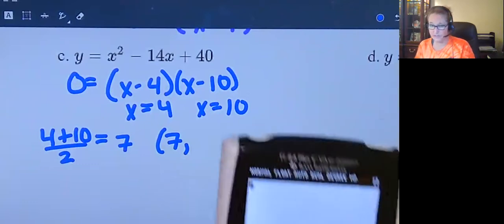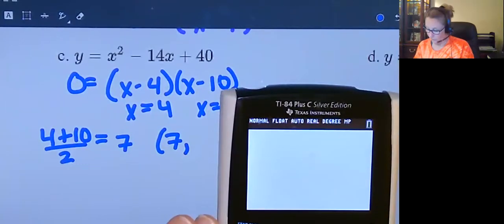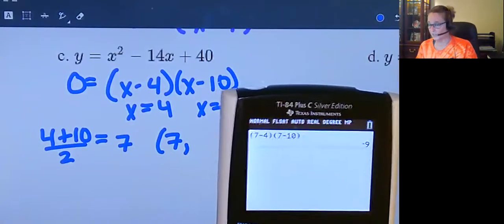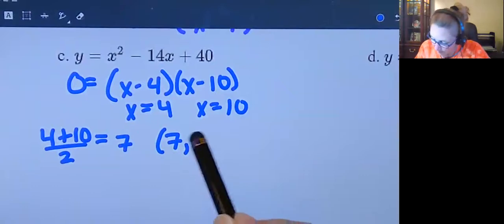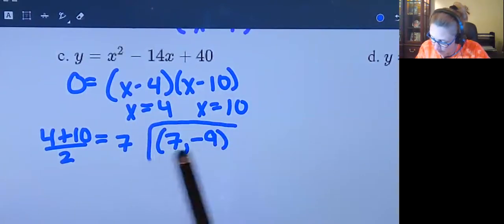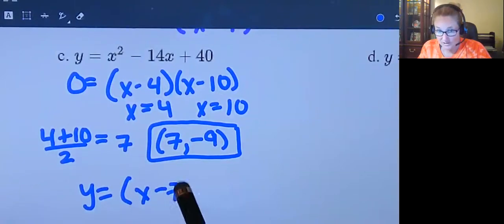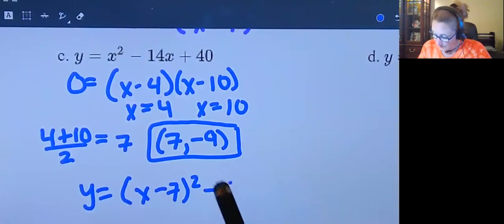So when I put this in my calculator, I'm going to go parentheses 7 minus 4, parentheses 7 minus 10, and I end up getting a negative 9. So that's going to be my vertex. Your graphing form is going to be y equals the quantity x minus 7 squared minus 9. So that's going to be our equation.